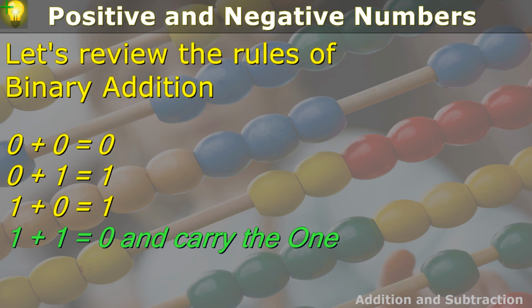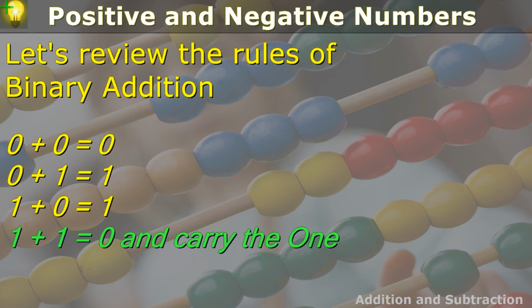We're going to talk about positive and negative numbers and what they look like in binary. But first, let's review the rules of binary addition. Addition's pretty straightforward. 0 plus 0 is 0, just as you would expect. 0 plus 1 is 1. 1 plus 0, same thing.